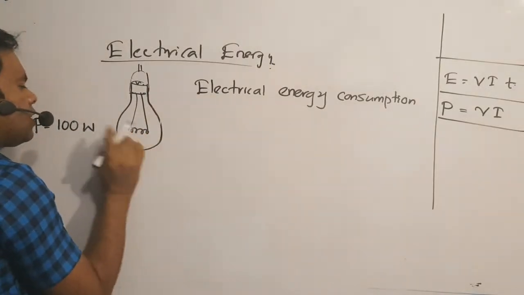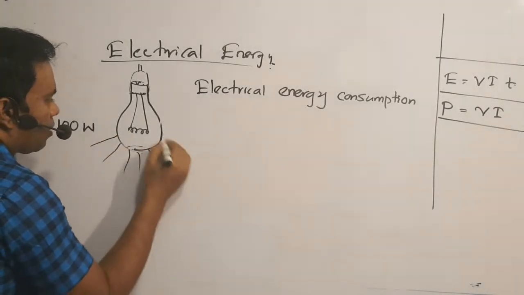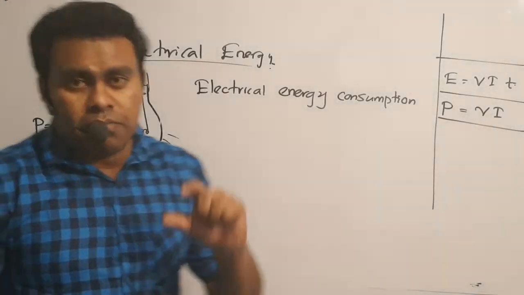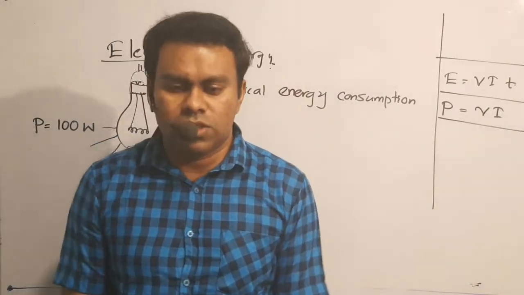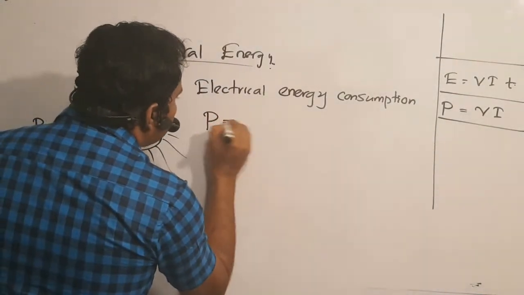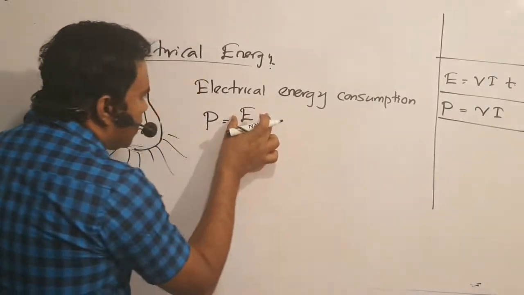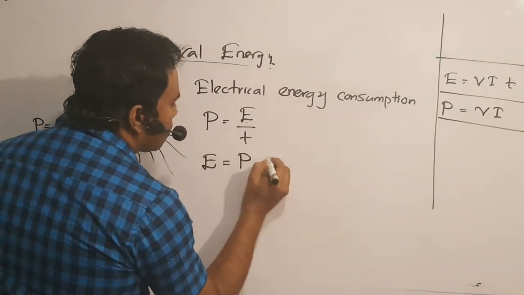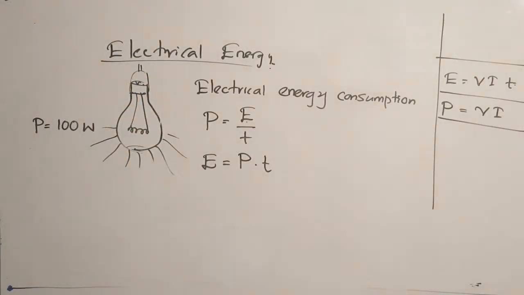filament. So the electrical energy is absorbed, but the absorbed energy is emitted. Part of that is emitted as light energy, and the majority is emitted as heat energy. So that's the usual thing that happens. Power equals energy upon time. So we can calculate this electrical energy. Subject to that, energy equals power into time. Energy equals PT.